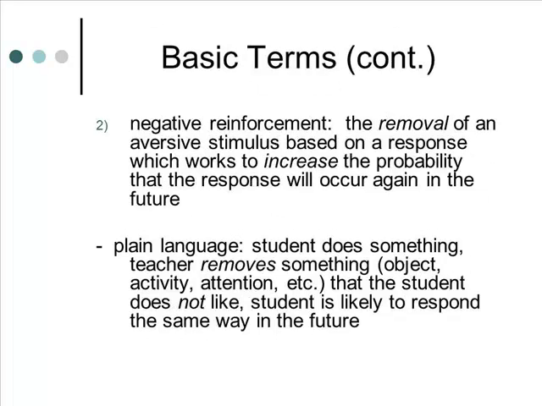The second term is negative reinforcement. Negative reinforcement is the removal of an aversive stimulus based on a response which works to again increase the probability that the response will occur again in the future. In plain language, that means the student does something, the teacher removes something, again an object, activity, attention, etc., that the student doesn't like, and the student is likely to respond the same way in the future.